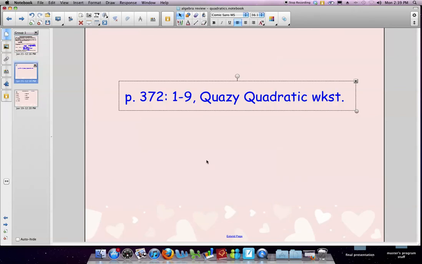Homework for this assignment is on page 372, 1 through 9, and the quasi-quadratic worksheet.